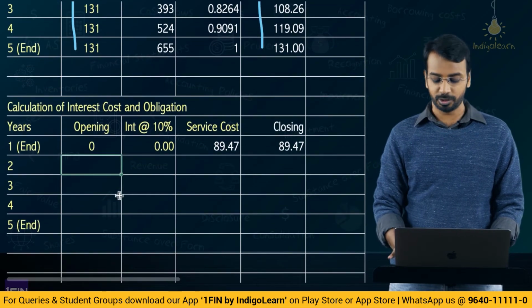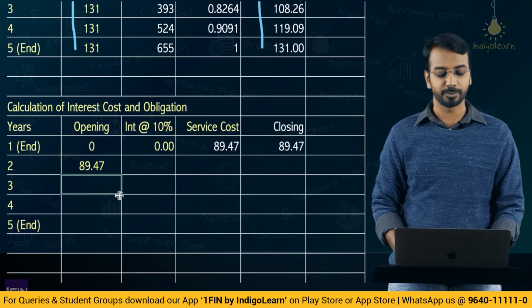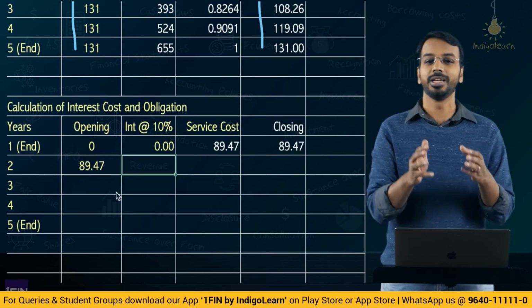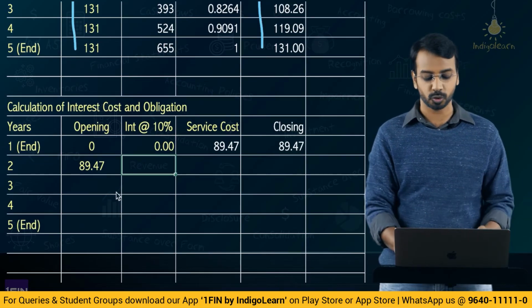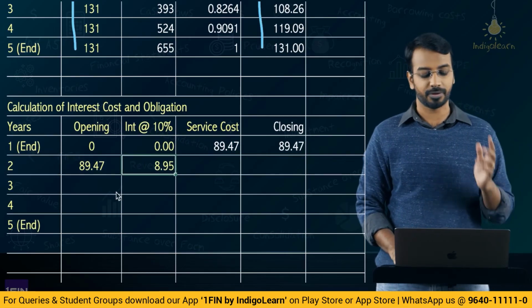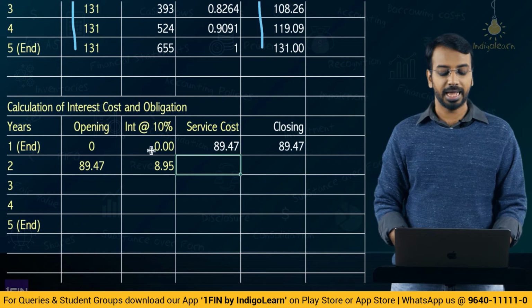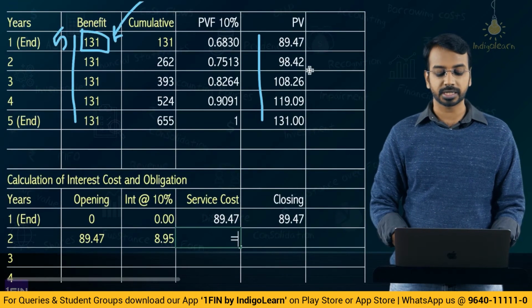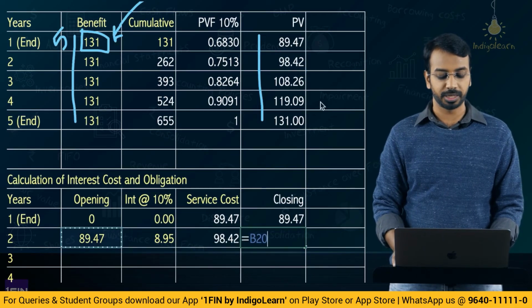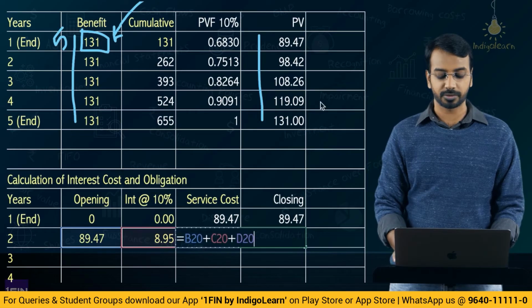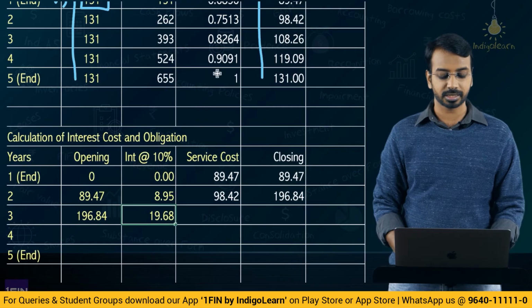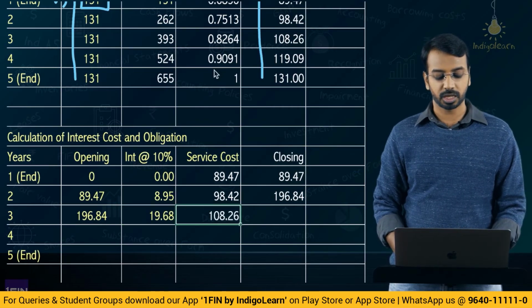Then in the second period, what will be the opening balance? 89.47. On this opening balance, that is from the beginning of year 2 till the end of year 2, you will need to provide for 10% interest. So 89.47 multiplied by 10%, interest comes to 8.95 rounded off. Okay, and how much is the service cost? Service cost for second year we calculated to be 98.42. Okay, what is the closing balance? Opening 89.47 plus interest plus service cost, 196.84. Similarly, opening for next year, interest 19.68, service cost, closing balance.